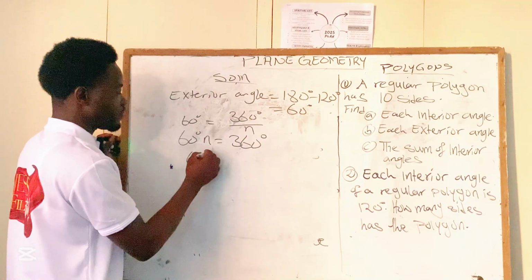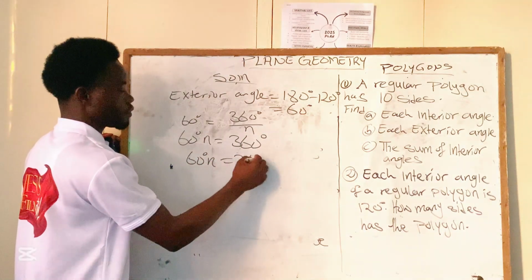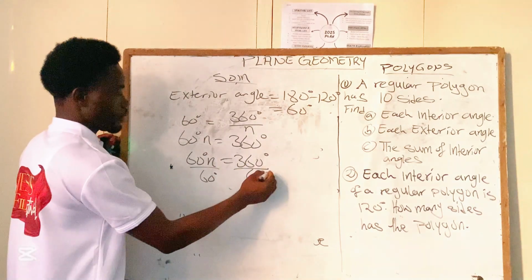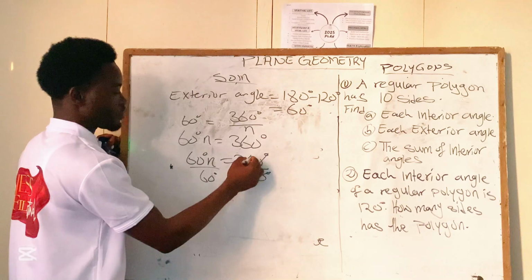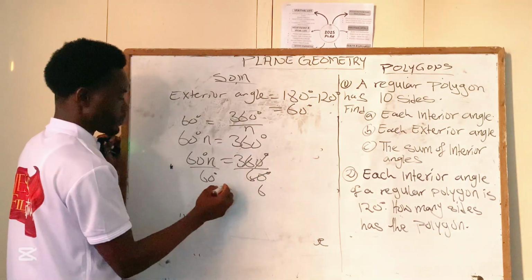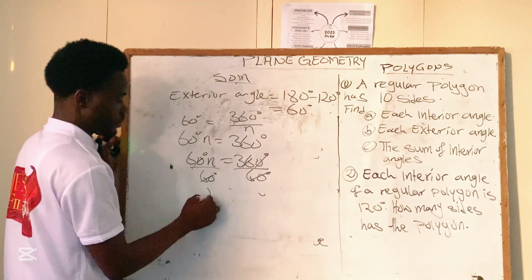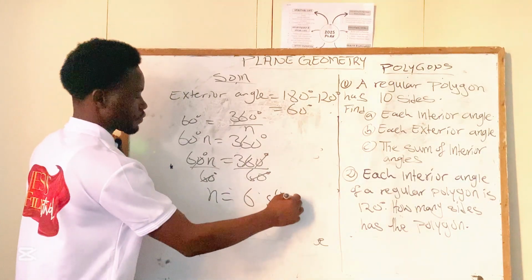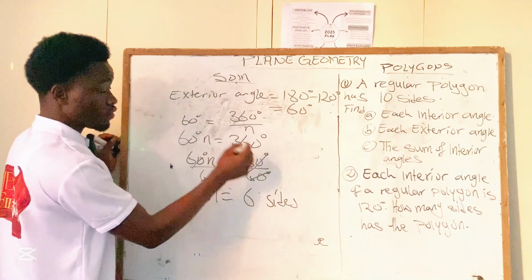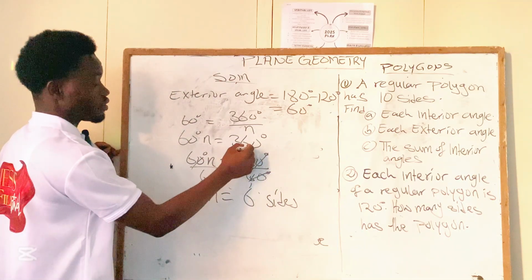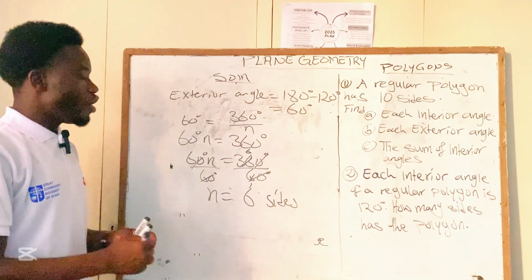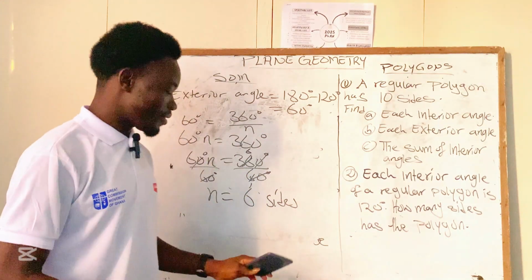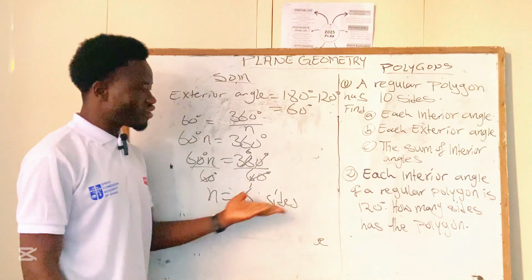So dividing through by 60, this goes with that, and I'll have 6. So n is equal to 6 sides. So 36 divided by 6 is going to give you 6, right? Into here 1, into that 6. That is how we got the answer. And you can always use your calculator to confirm. Calculator is your helper. Always use that to help yourself. So this is what the question demanded us to do.